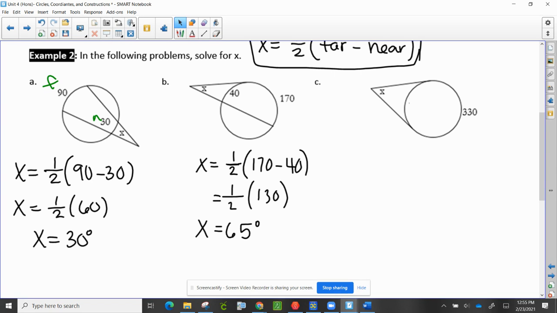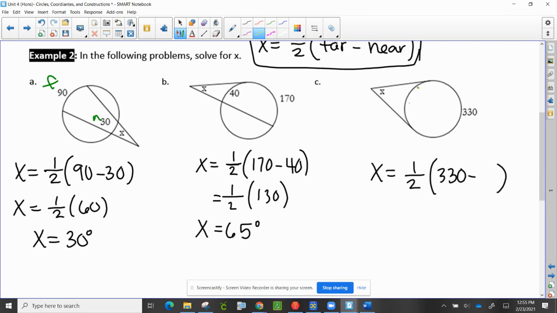Okay. Now let's look at C. If we had to set this up, I would have to take X equal to 1/2. My far arc is 330, but when I try to subtract my near arc, which would be this one here, it doesn't have a measurement. So we have to use some properties about circles to figure out what that arc measurement is.